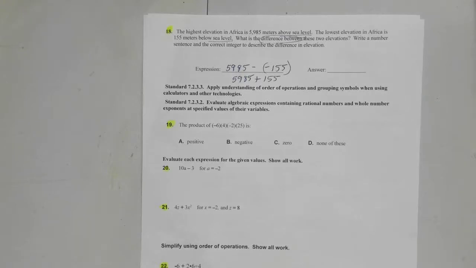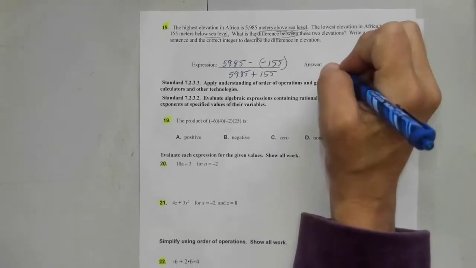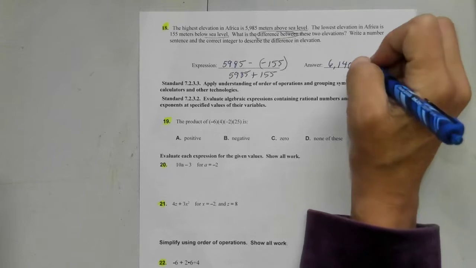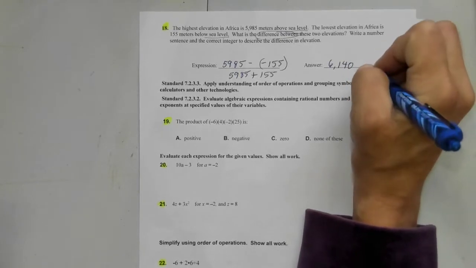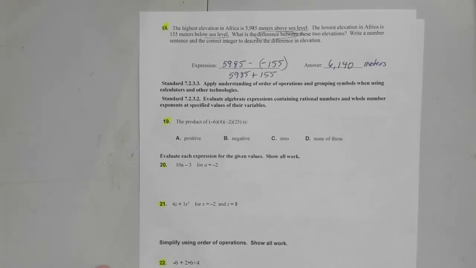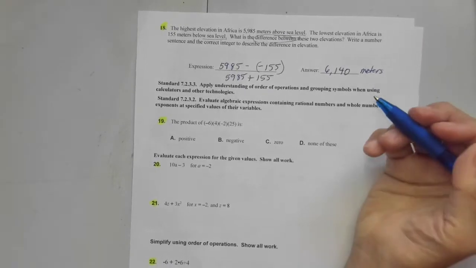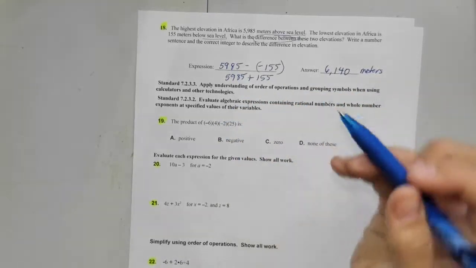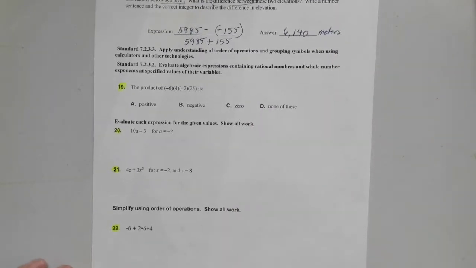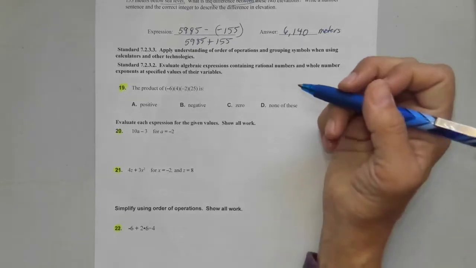And when you take 5,985 and you end up adding 155 to that, you will get 6,140 meters difference. Okay, that's how much real estate is in between those two numbers. Okay, the next section is just, can you do integer operations and use PEMDAS, or order of operations.